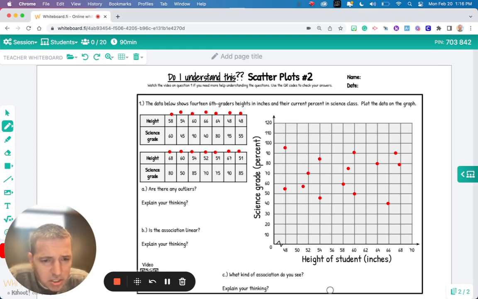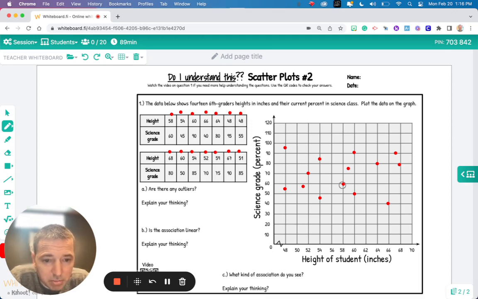Is the association linear? If I draw a straight line on this graph, most of the dots are not going to be right. Even if I drew a line going down or a line going up, I don't see a pattern, right? I don't think I can draw any kind of straight line on this graph because the data is so spread out. So I would say no. Again, the data is really spread out, right? What kind of association do you see? I don't see one, right?